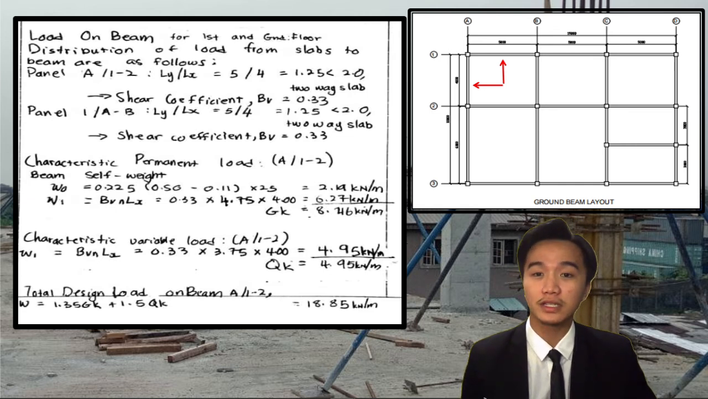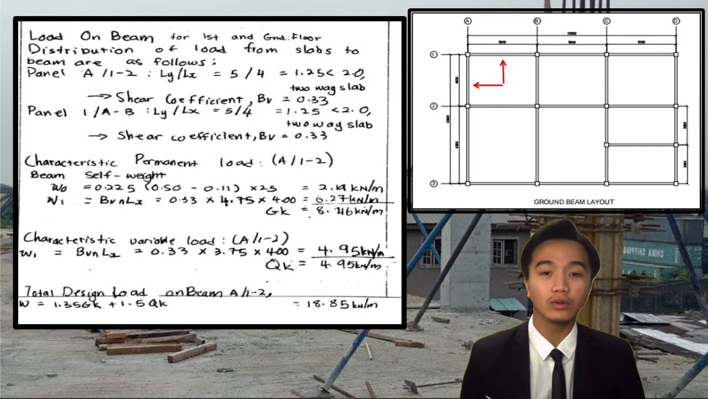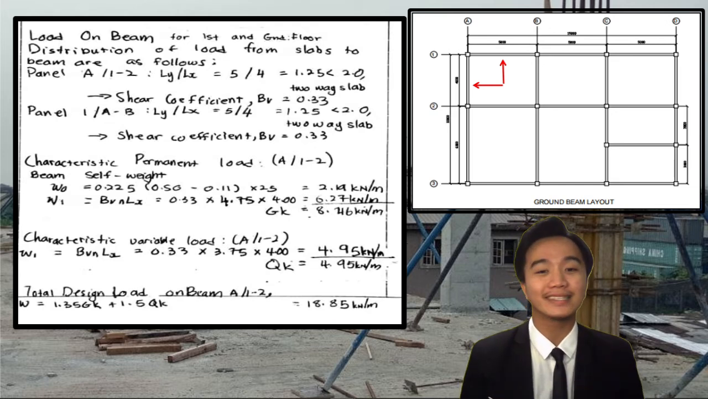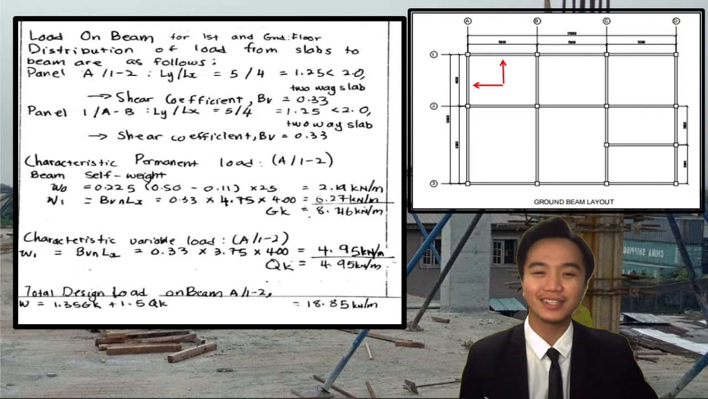and for panel 1AB our shear coefficient, which is our BV, is 0.33, and the characteristic of permanent load on beam A12 is our GK 8.46 kN per meter, while for our characteristic of variable load A12 we obtain our QK is 4.95 kN, and the total design load on beam A12 is 18.85 kN per meter.